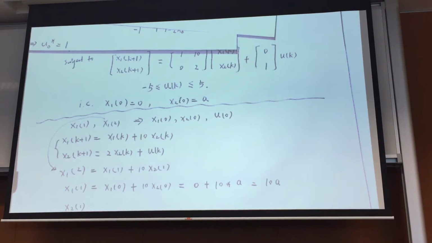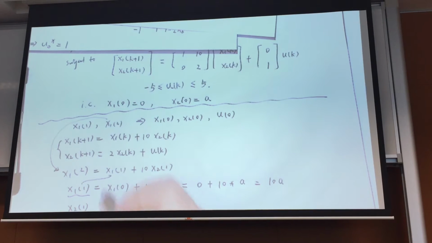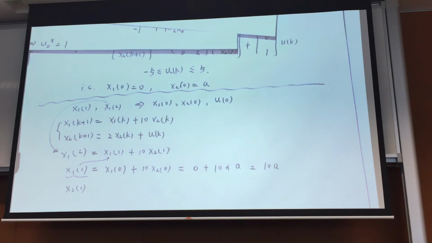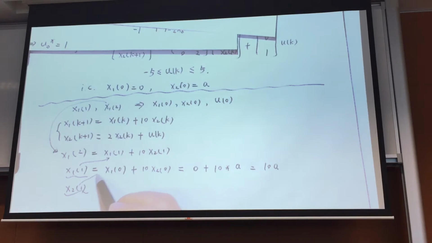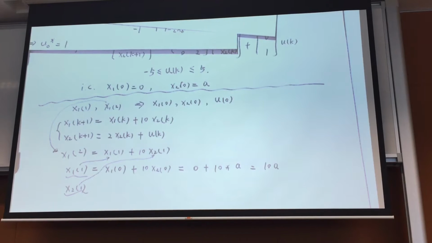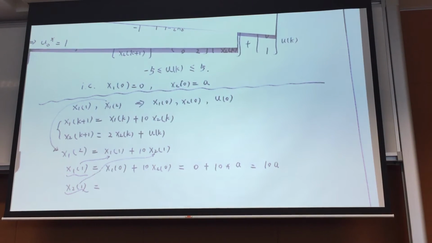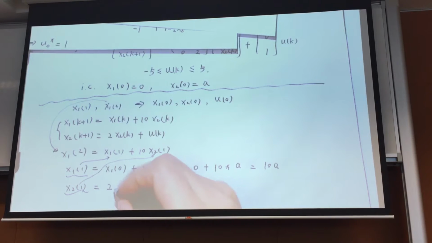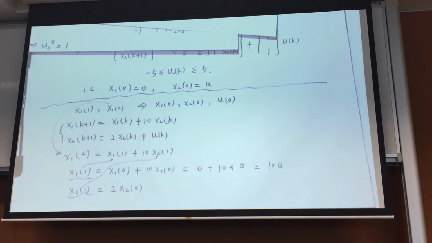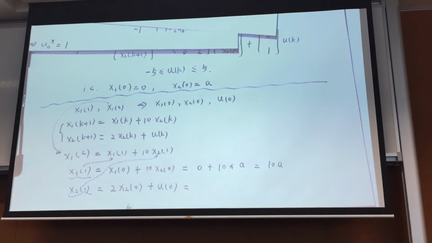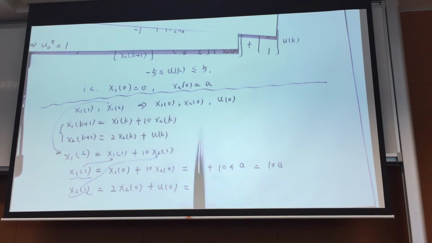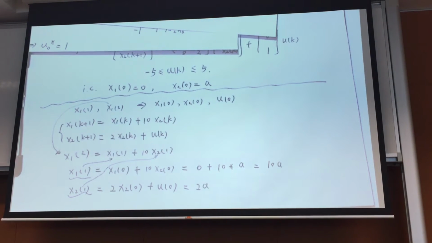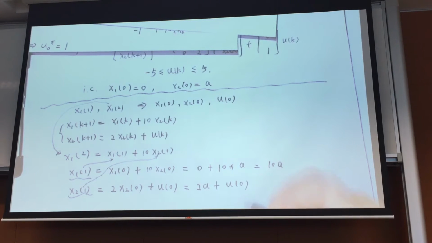Now for x21. This is the equation for x21: x21 equals 2 x20 plus u0. The x20 equals a, so this is given by 2a plus u0.